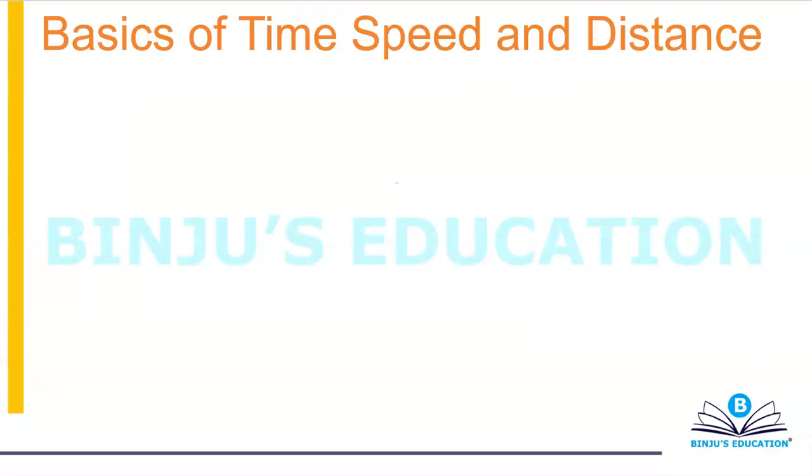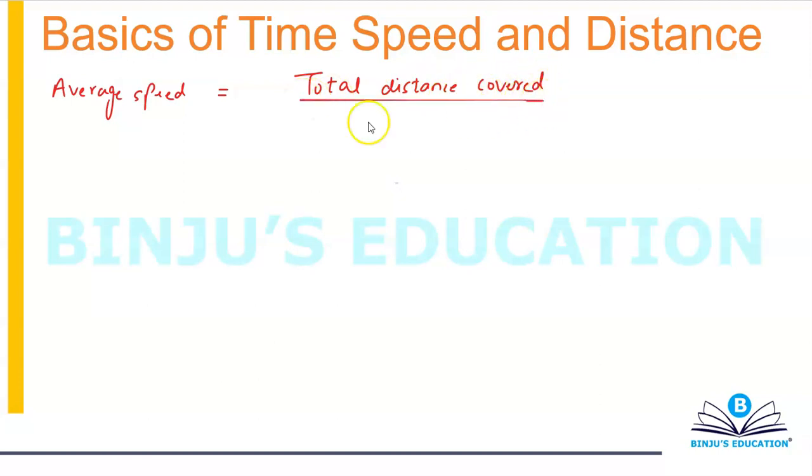Let's just quickly go through the basics of time, speed and distance. As I've just told you, it consists of one simple relationship, that is average speed is equal to total distance traveled, or total distance covered, divided by total time taken.